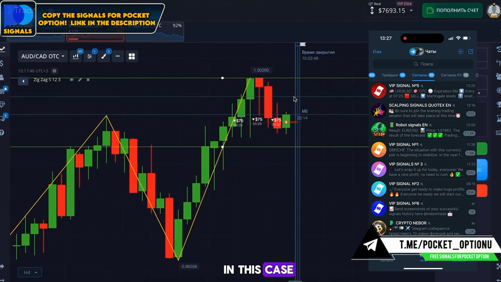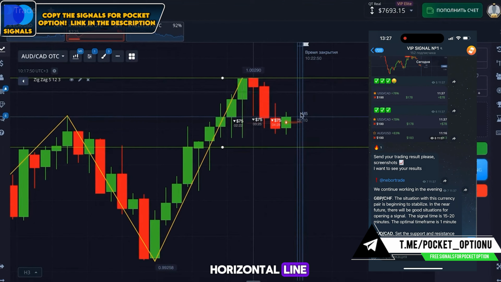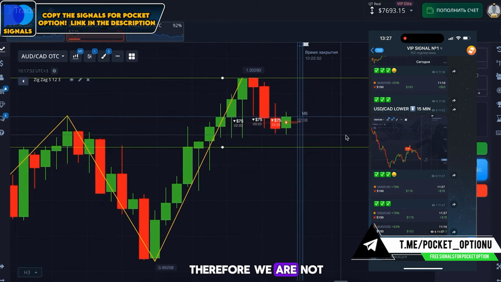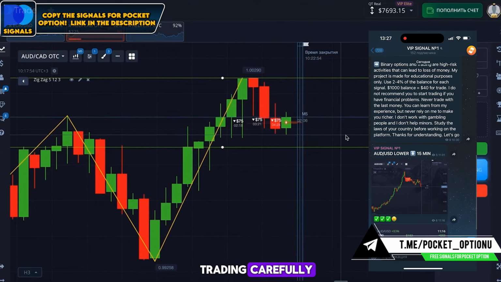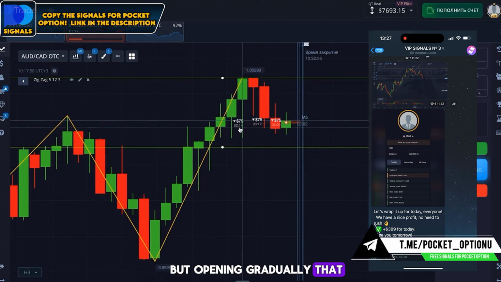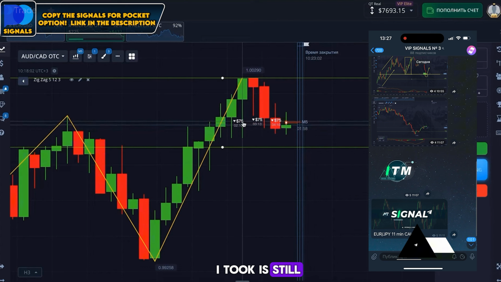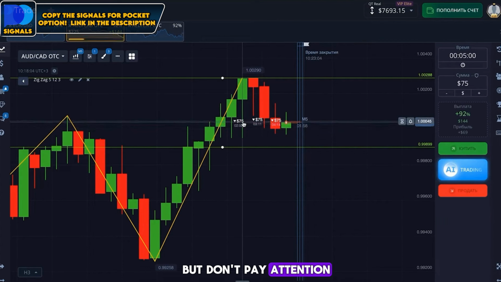Because in this case, we will likely break through this maximum where we placed the horizontal line. Therefore, we are not in a hurry, trading carefully, not setting a billion percent of our balance, but opening gradually. That is, I opened 3 trades. Of course, the percentage I took is still quite large, but don't pay attention to that.